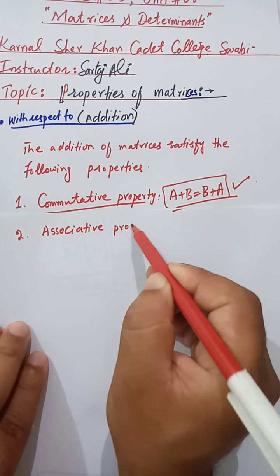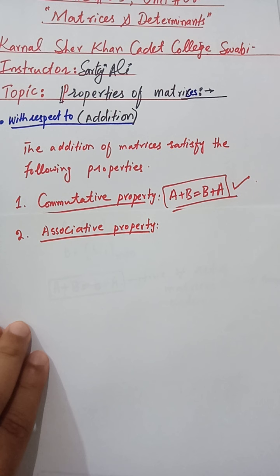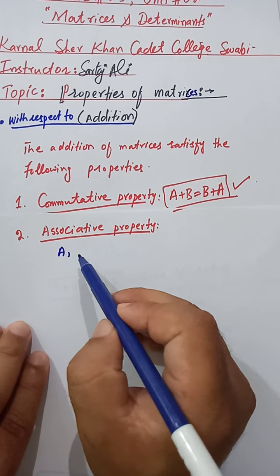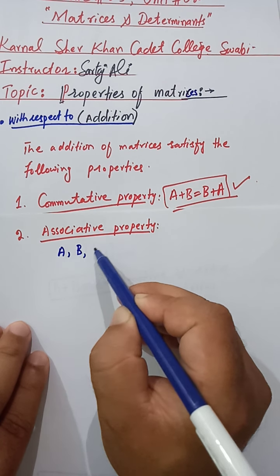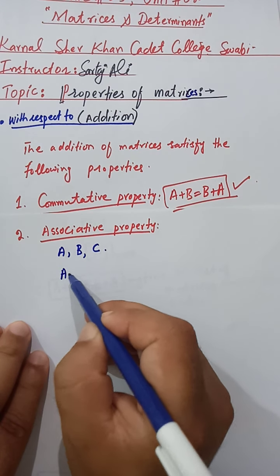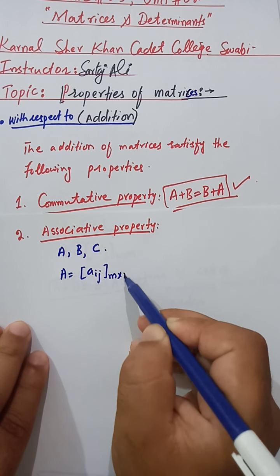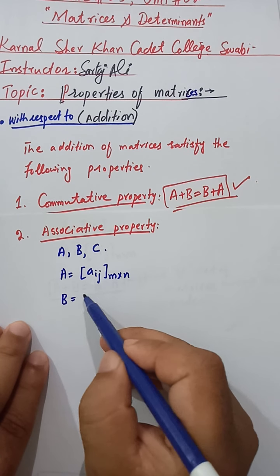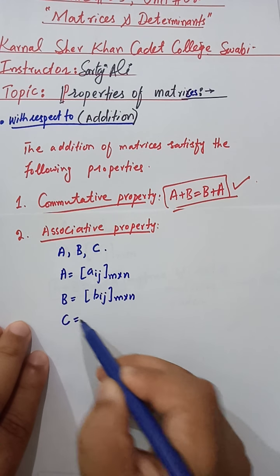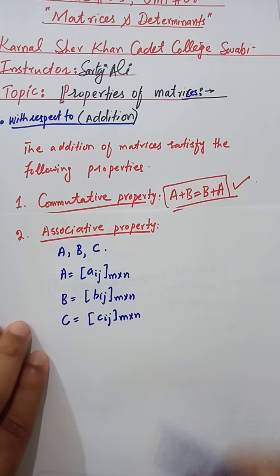The associative property. If we have three matrices, matrix A, matrix B and matrix C, of the same order, meaning matrix A has elements in the form of aij and its order is m by n, matrix B has elements of the form bij and its order is also m by n, and matrix C contains elements in the form of cij and its order is also m by n.